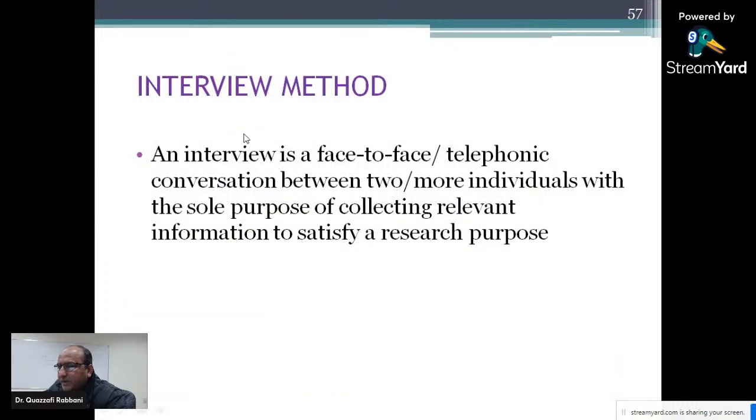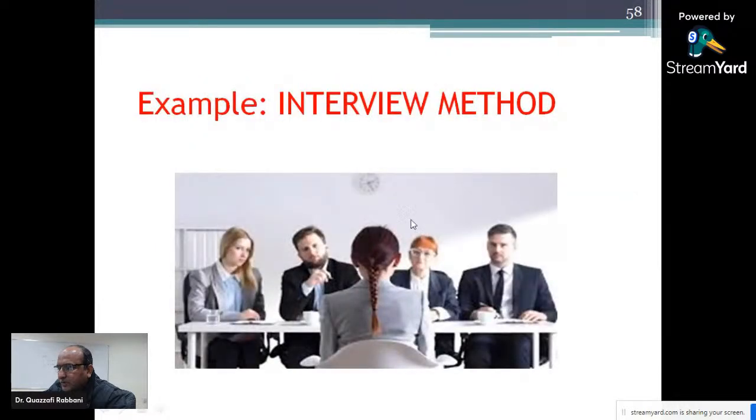Now the second is the interview method. The interview method is a face-to-face or telephonic conversation between two or more individuals with the sole purpose of collecting relevant information to satisfy a research purpose. So the interview method is an example of the primary source of data collection, because you are collecting data directly from the respondent.